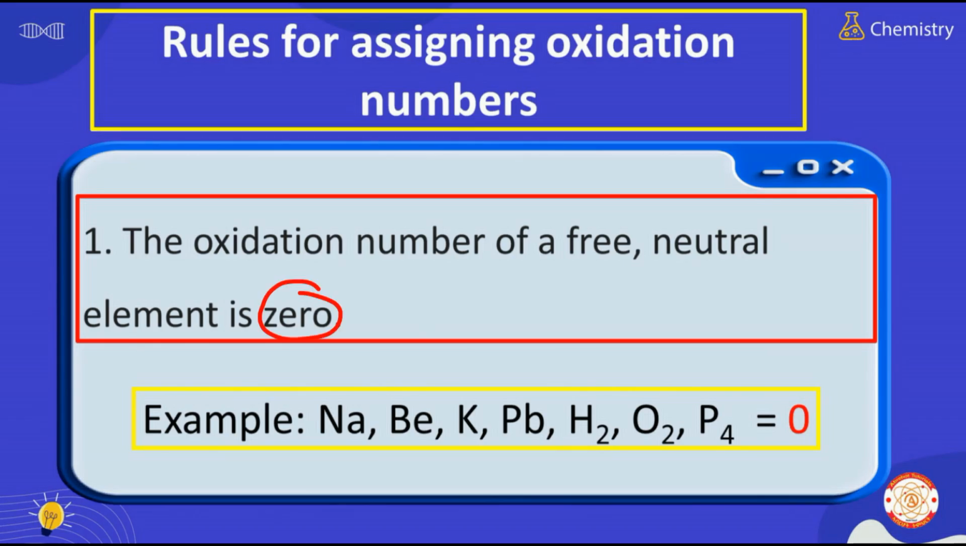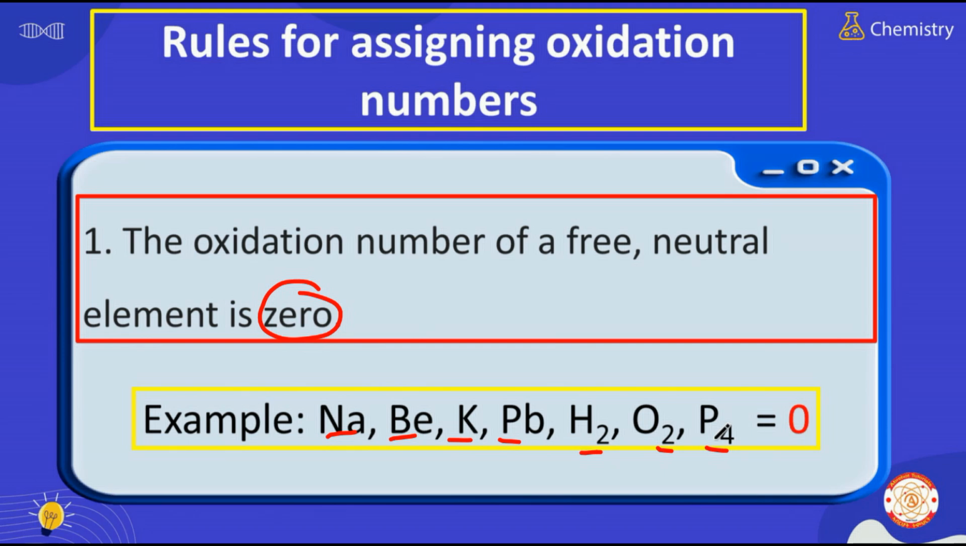The first rule says the oxidation number of a free and uncombined element is 0. For example, sodium, beryllium, potassium, lead, hydrogen, oxygen, phosphorus. All these elements have an oxidation number of 0.